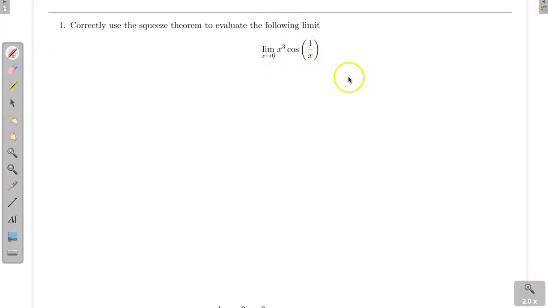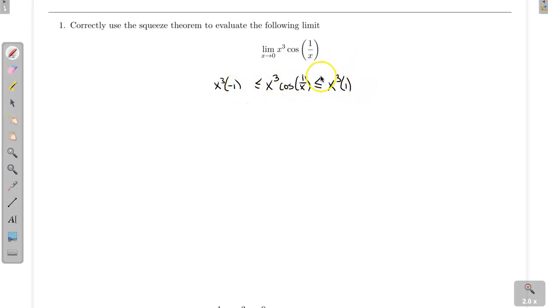So the first thing we're going to say is cosine is always smaller than 1 and bigger than negative 1. So if I have x cubed cosine of 1 over x, that always has to be less than or equal to just x cubed if I replace the cosine with a 1. And it always has to be bigger than negative x cubed if I replace the cosine with a negative 1, right? This is always smaller than cosine. This is always bigger than cosine.